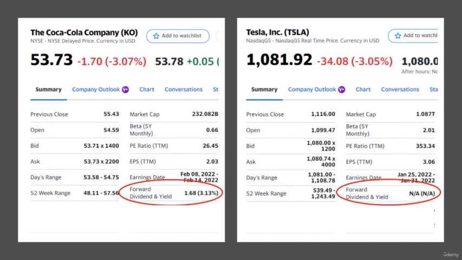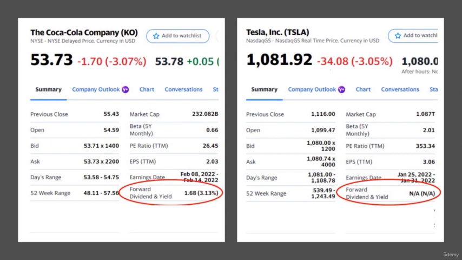Now, if we compare that, let's say, to Tesla there, on the right, you can see their forward dividend is NA and yield is NA. Well, what does that mean? That means they don't pay a dividend. They're a growth company. They're taking all their profits and putting it right back in the company to try to build more gigafactories and more cars and expand in more markets. So they're in a high growth phase.